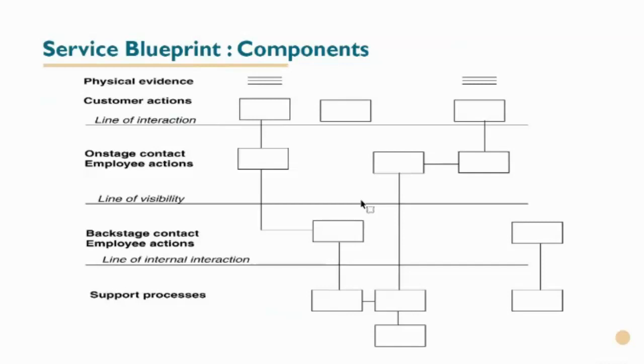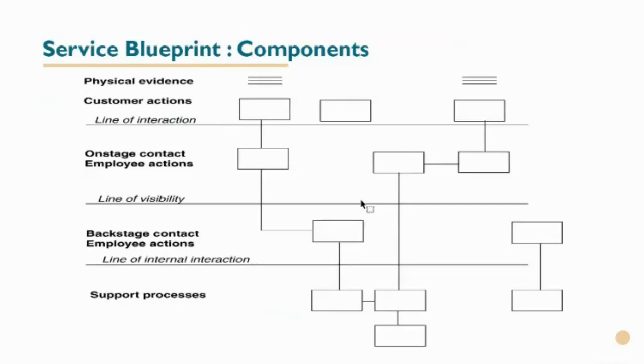And then up till this second line, which says line of visibility, up till this line, the customer can see how you are doing a service. But after that, your backstage operation begins. Backstage operation means whatever information you get from the line of interaction, from your on stage employee, that information goes to the backstage employees and they will start doing action.